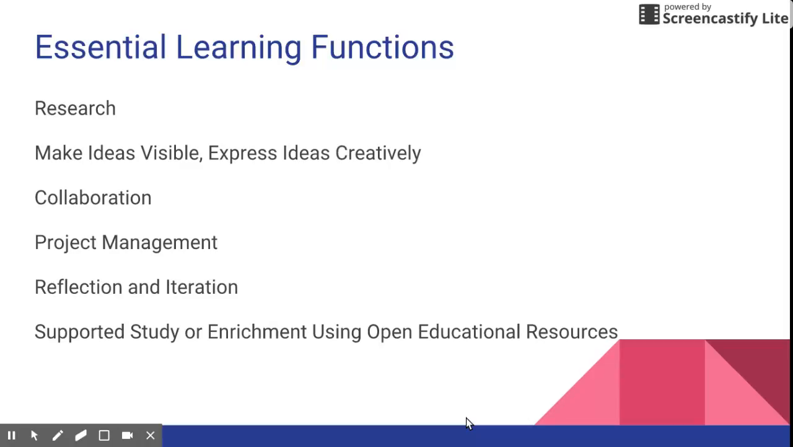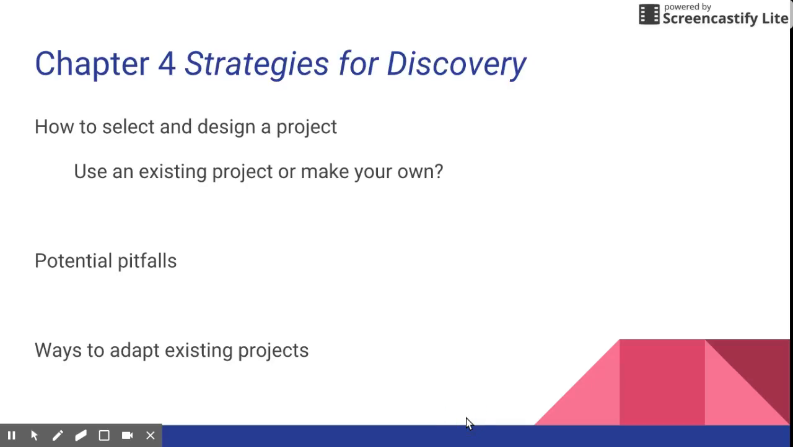And with the supported study, that's where they use those textbooks and the published curriculum and use those to help with their learning path. Now, in chapter 4, we look at strategies for discovery.